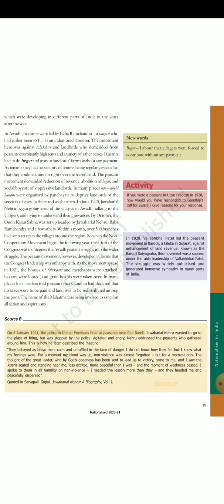Activity. On the 6th of January 1921, the police in United Provinces fired at peasants near Raebareli. Jawaharlal Nehru wanted to go to the place of firing, but was stopped by the police. Agitated and angry, Nehru addressed the peasants who gathered around him. This is how he later described the meeting.